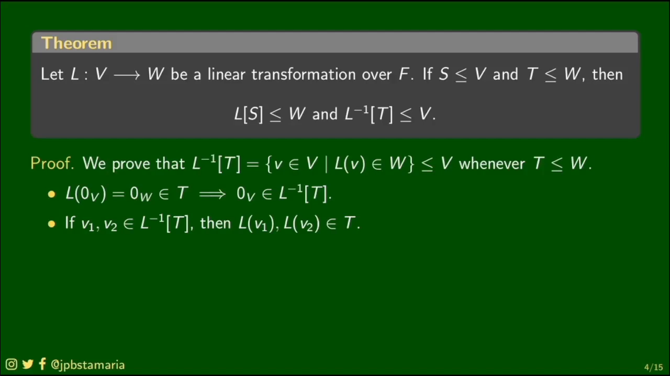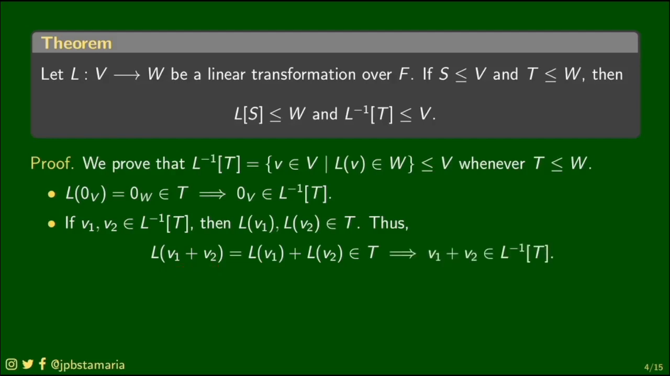If now you have two elements V1 and V2 from the inverse image of T, then of course by definition of the inverse image, their images are elements of T. Now, if you look at the image of the sum V1 plus V2, because L is linear, it becomes L of V1 plus L of V2, which in turn is going to be an element of T, because this is an element of T, this is an element of T, and T is a subspace of W, therefore it is closed under addition. Because this sum was sent by L to an element in T, it follows that the sum V1 plus V2 is in the inverse image of T.